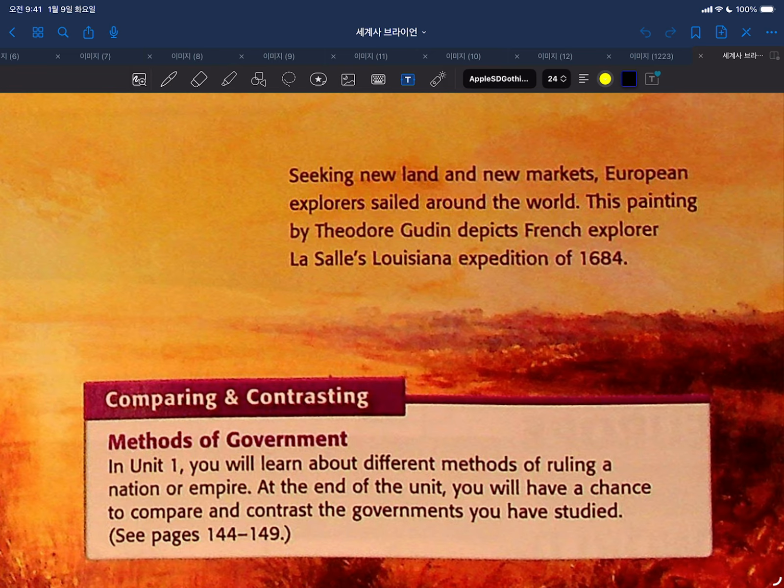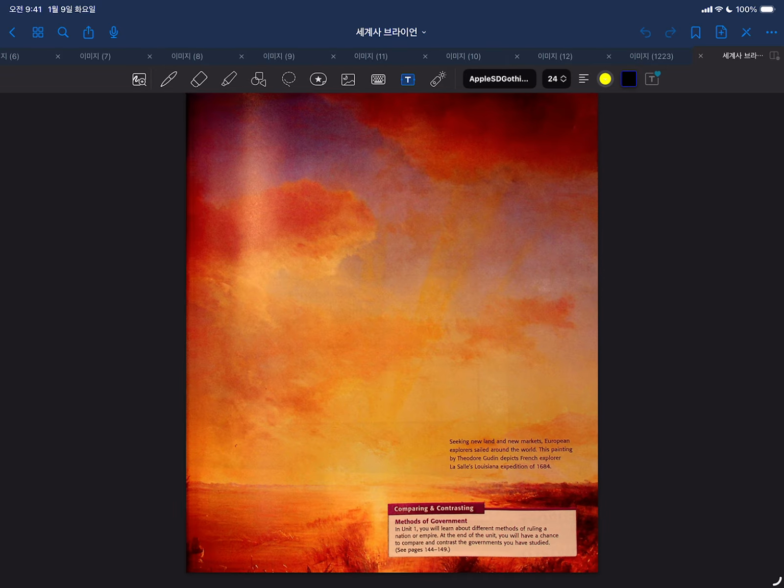Comparing and contrasting. Methods of government. In Unit 1, you will learn about different methods of ruling a nation or empire. At the end of the unit, you will have a chance to compare and contrast the governments you have studied. Let's get started.